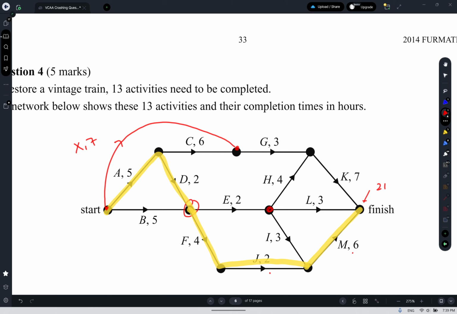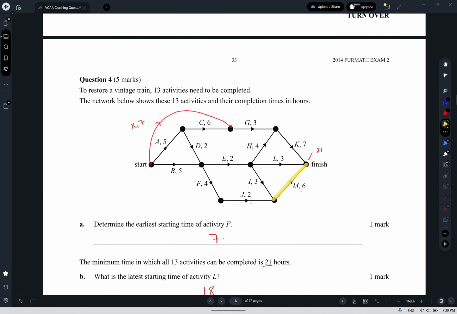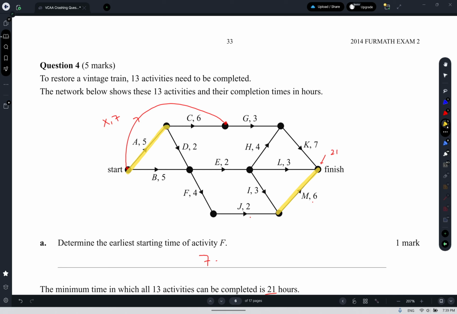So it takes 7, and I must be here by... actually, let's figure that out. So we need to know if this is a critical activity. If G is critical, then we can't delay it. If G is not critical, then we have some floats that we can play with. So we're looking for a route of length 21. So 5 plus 6 is 11, plus 3 is 14, plus 7 is 21.